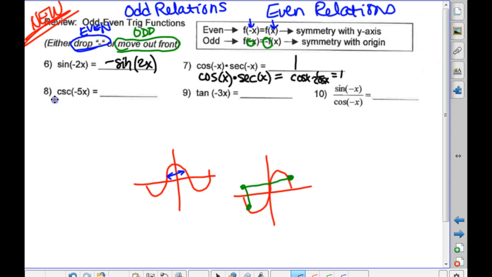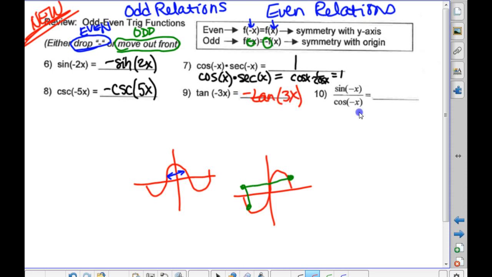All right. Cosecant, what did we say? Even or odd? It's related to sine, and sine is odd. So cosecant is odd, and odd means we do what? Okay, we move it out front. Tangent? What do you think? What should number 9 be? Negative tangent of 3x.